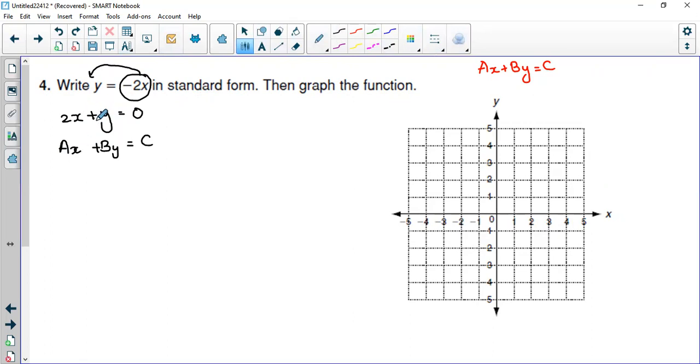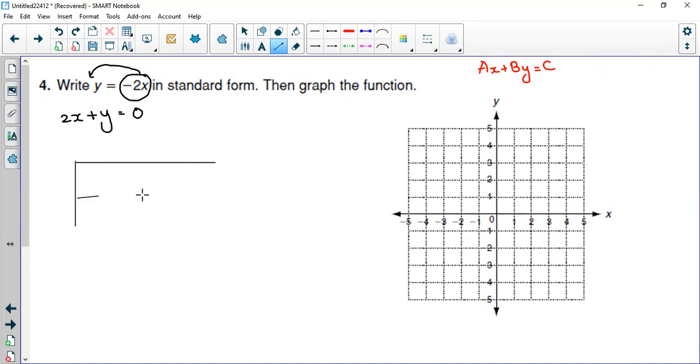See, you can see the values. Here you know there is a 1. When there is no number, the coefficient here is going to be 1. So 1y equals c. That's how you change any equation into standard form. Now we are going to graph it. To graph this, we are going to draw a table. So we will have the values of x and y. That would make it easier for us.